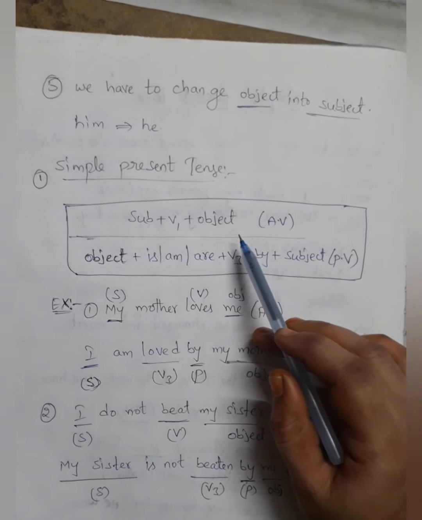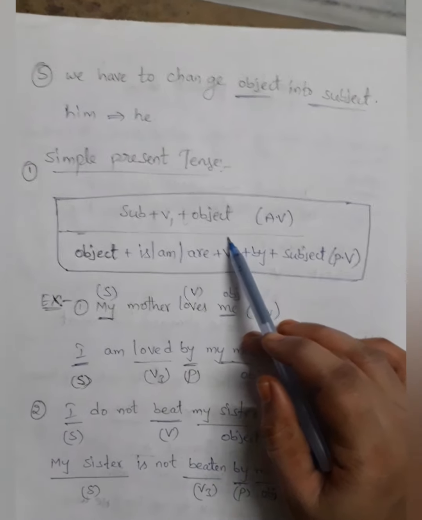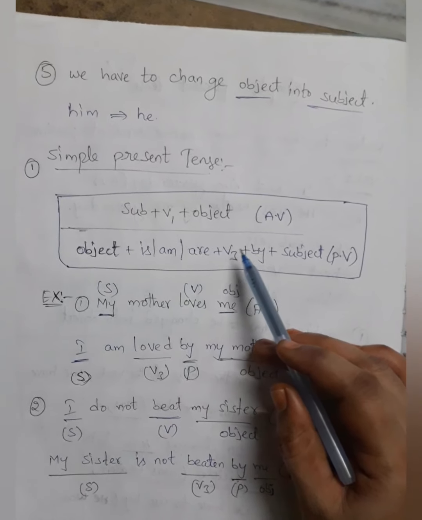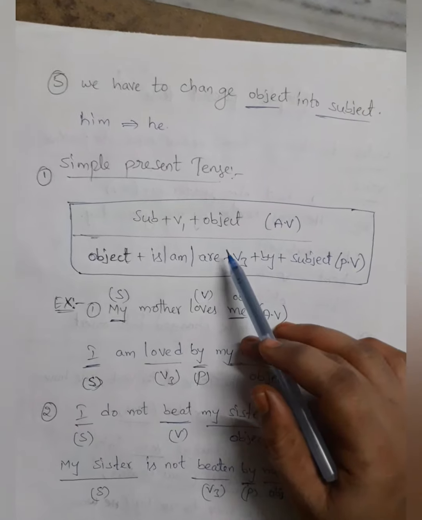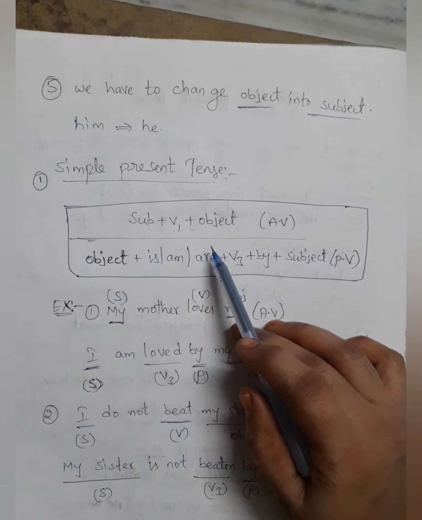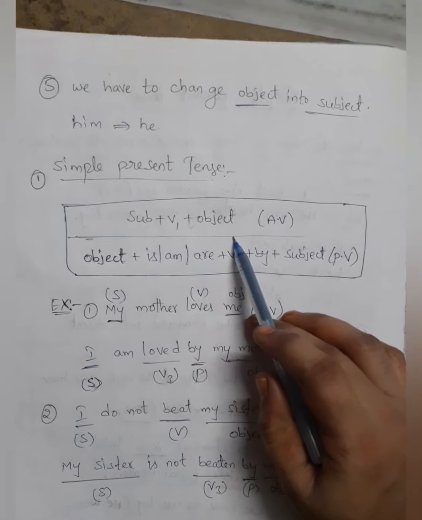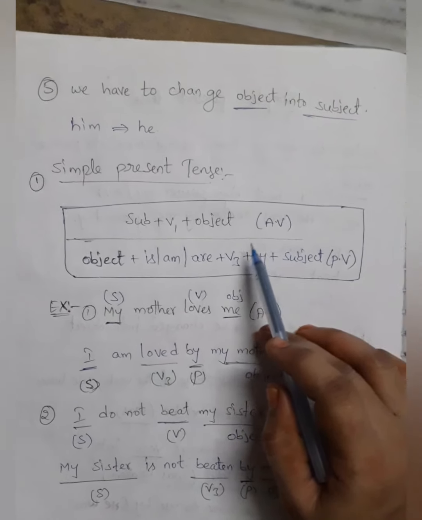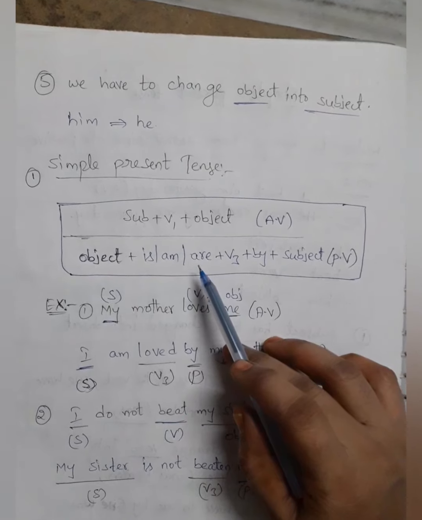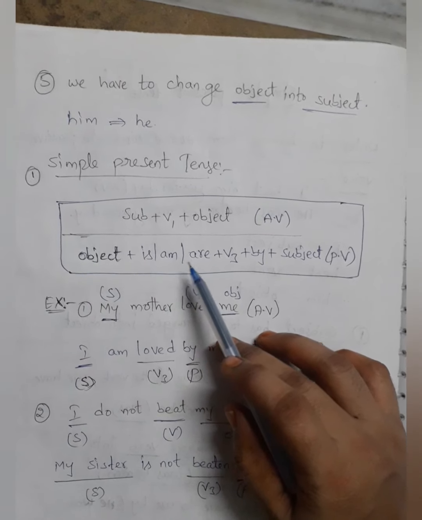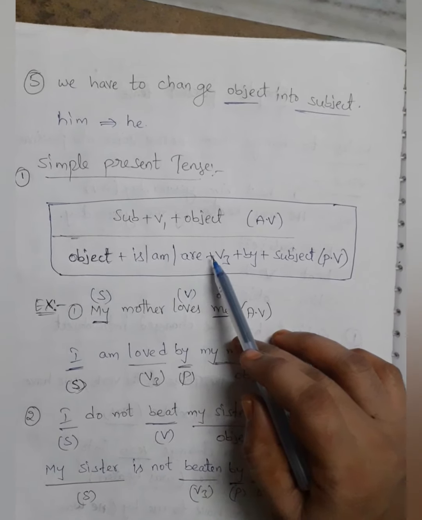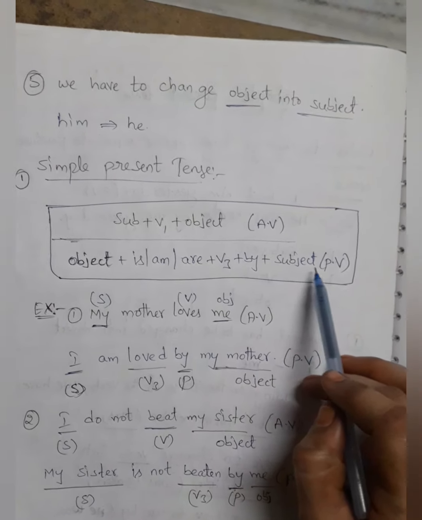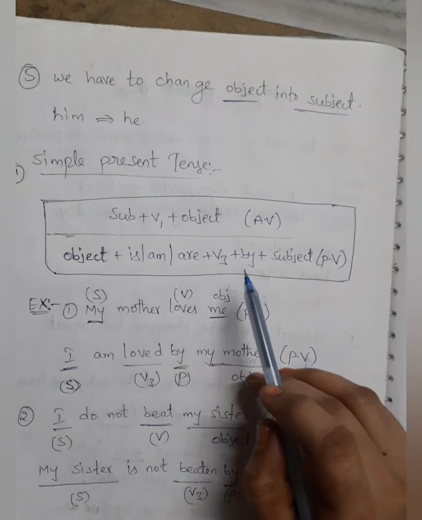We will see in the 12 tenses what changes occur from active voice into passive voice. Subject plus V1 plus object, it's an active voice, the normal structure of the simple present. Then object plus is, am, are plus V3 plus by plus subject, it's the passive voice structure in simple present.